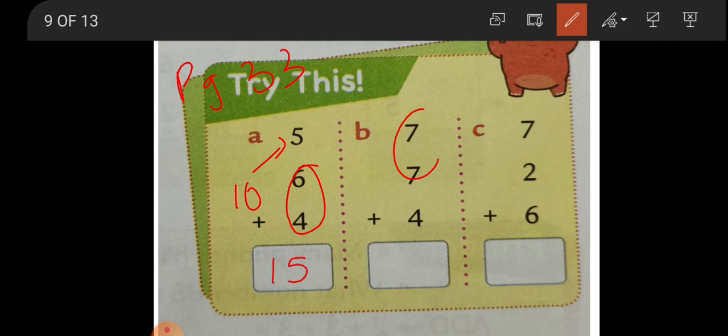Now here it is double, 7 plus 7. 7 plus 7, you learn the number of doubles. It comes to 14. Now 14 plus 4: 14 in mind, 4 fingers up, 15, 16, 17, 18. Here you get 18.